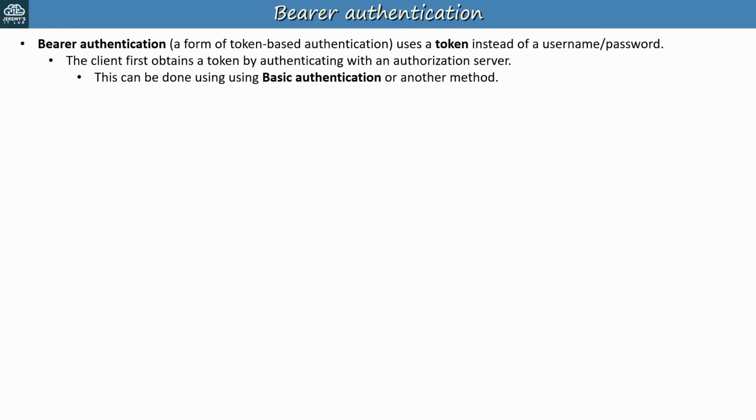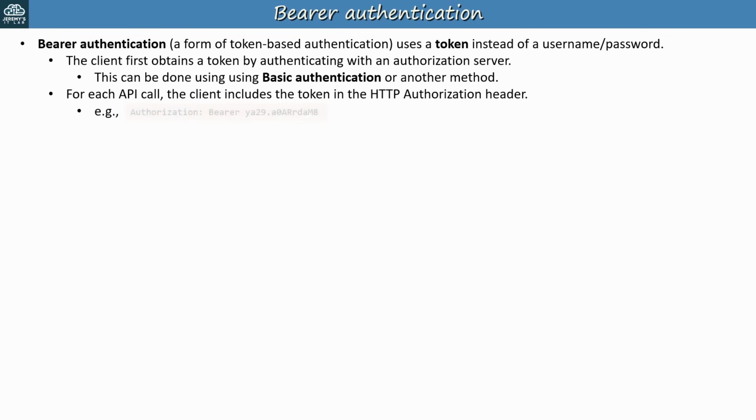Note that authenticating with the auth server can be done using basic authentication or another authentication method. This step is separate from the actual API request to the resource server. Then, after the client gets the token, for each API request, the client includes the token in the HTTP authorization header like we saw before. For example, it will look something like this: authorization bearer, and then the token.